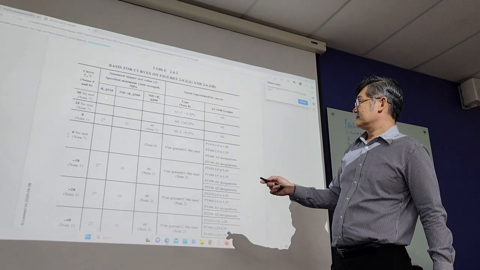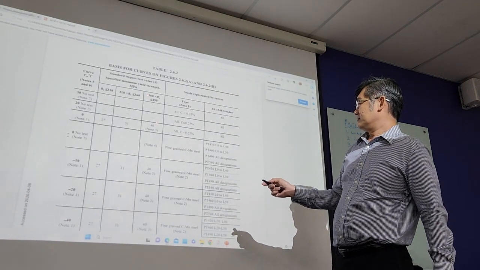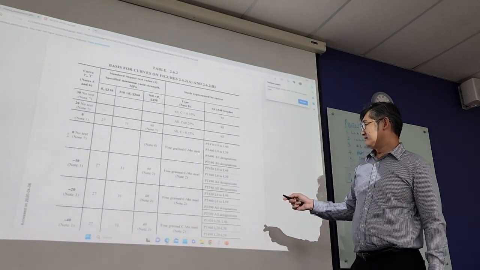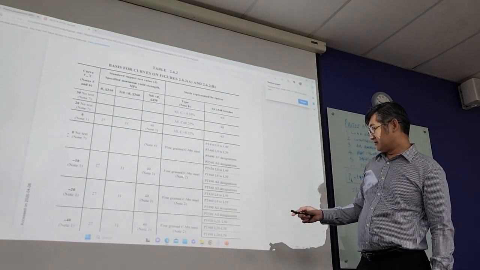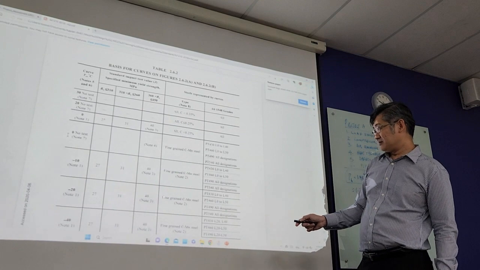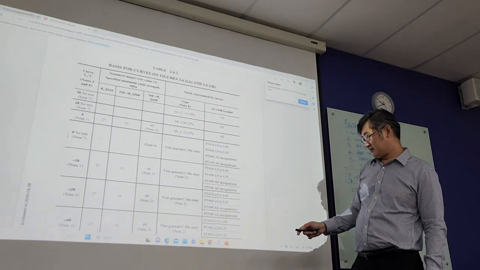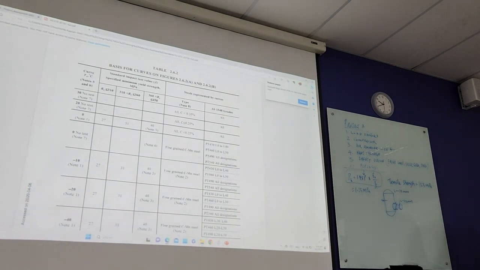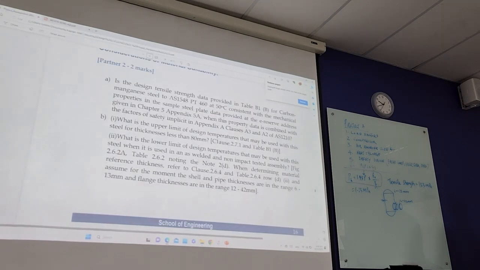PT460, 27, standard impact. Are they referring to the same thing? Fine grain. I think we have to look for another table to find this zero curve. What are the tables we have to look at? Sometimes you miss one table and you get the wrong answer.